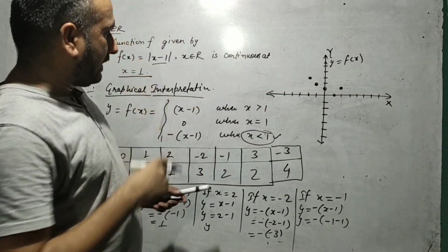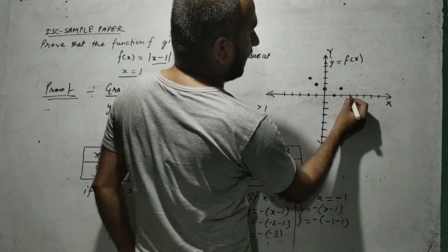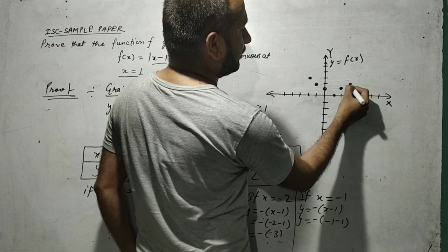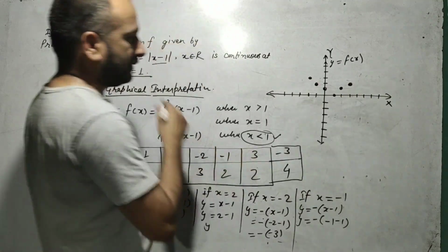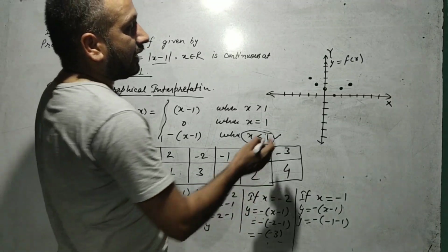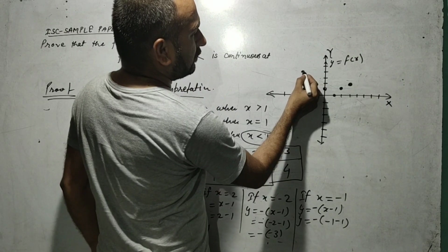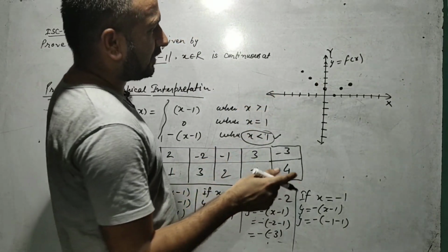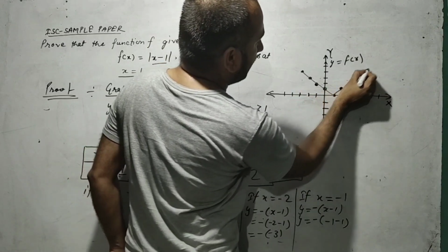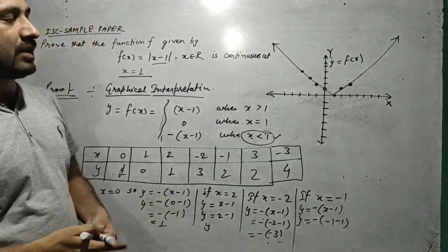Okay students. Next is what? x I am taking 3. So y is 2. If you are taking x is 3, it's 1, 2 and 3, so y is 2 at this point. Okay students, and next, if you are taking x is minus 3, so y is 4. It's 4 here at this point. So students, you can see the graph. If you move in this way, it will move in this way here. Okay students, in this way you can make the graph.